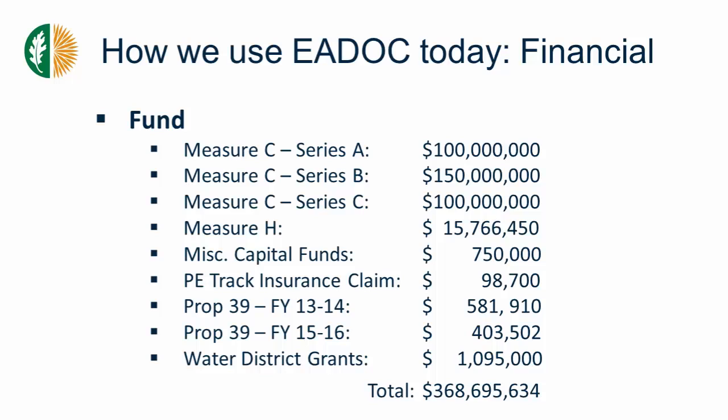We're using an insurance claim from a track damage, $98,000, and we've received grants from the state for Prop 39 energy saving projects, almost $1 million. And we've also received $1 million worth of water district grants to renovate our Summit Creek at West Valley College. We're working with a total of $368 million right now, with EADOC managing that amount.